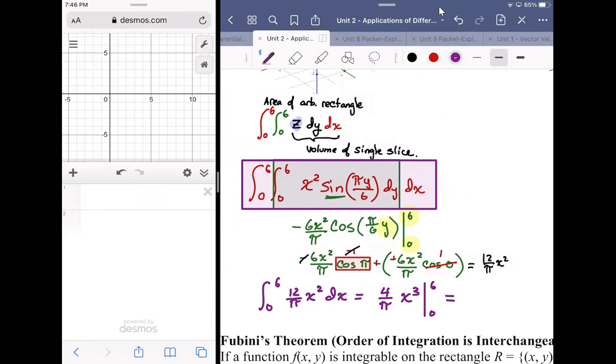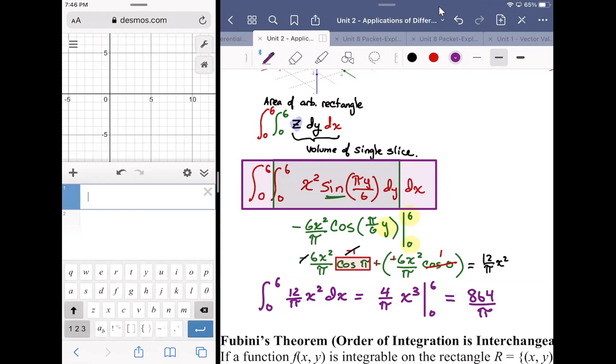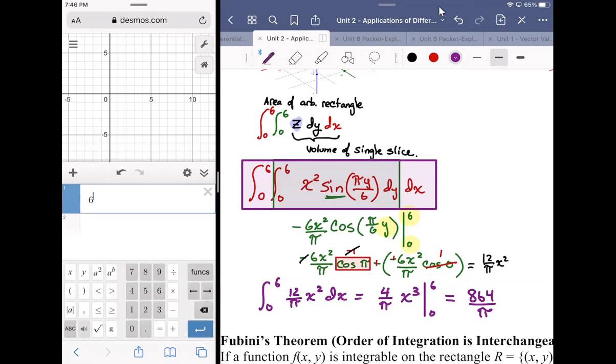If I plug in a 0, that's going to be irrelevant. So I'm not even going to worry about that. But 6 cubed is 216. So what is that, 864 over pi? I have no idea. Let me just check that. Oh, look at that. What do you know?